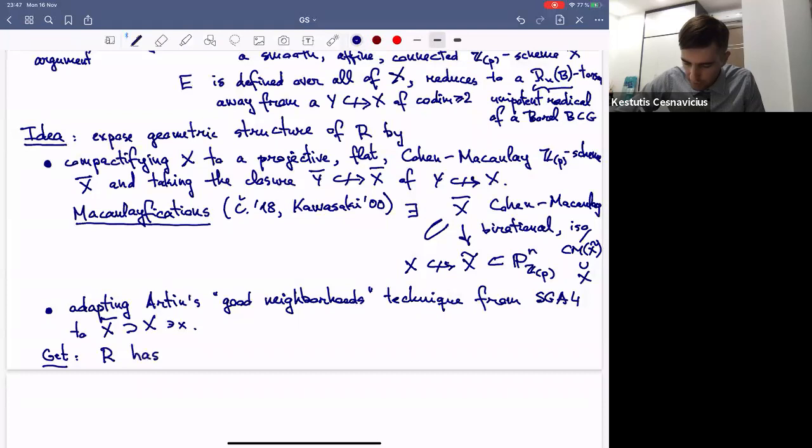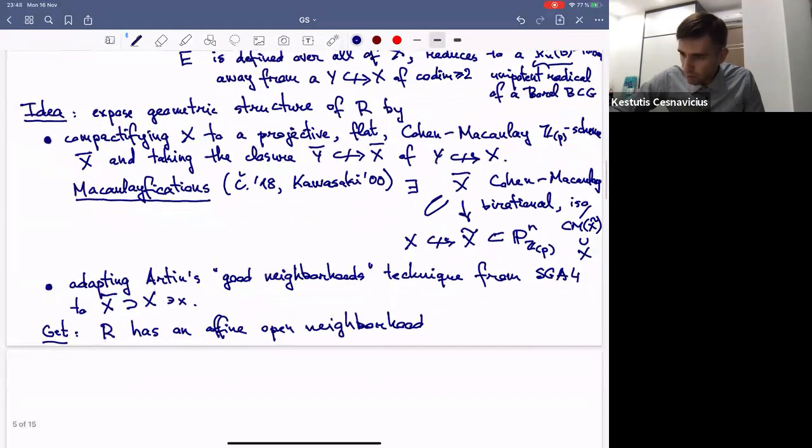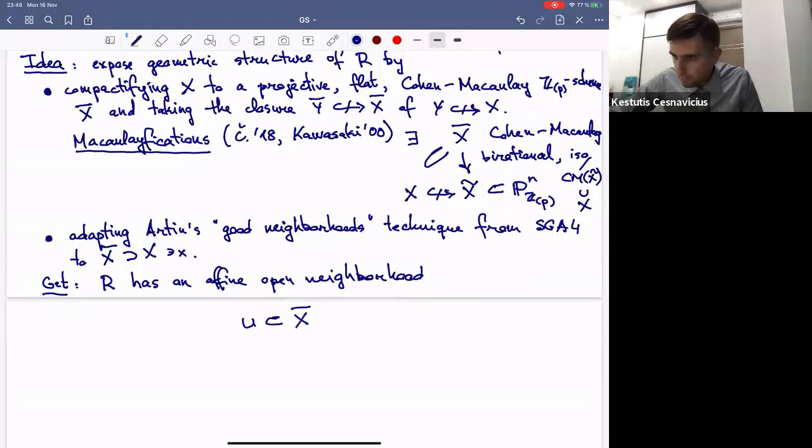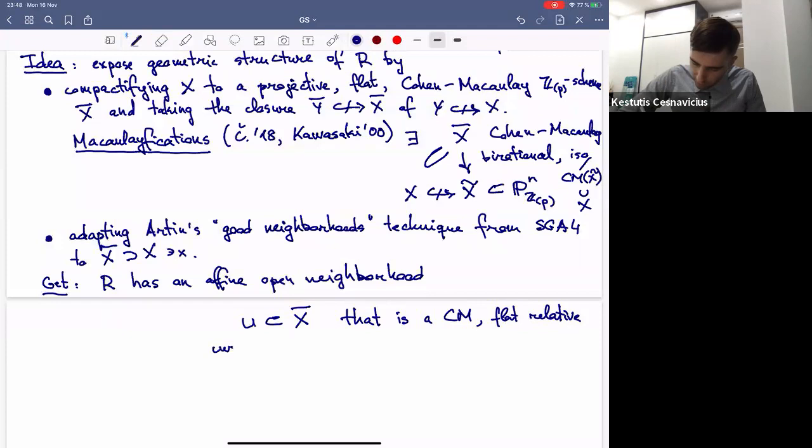So this R, the local ring of little x in X, has an affine open neighborhood U in X bar, and this affine open neighborhood is in turn Cohen-Macaulay. Well, U is Cohen-Macaulay because X bar is Cohen-Macaulay, but more importantly, it's a flat relative curve over some S, which is an affine open in the affine space over Z localized at P of relative dimension of X minus one.